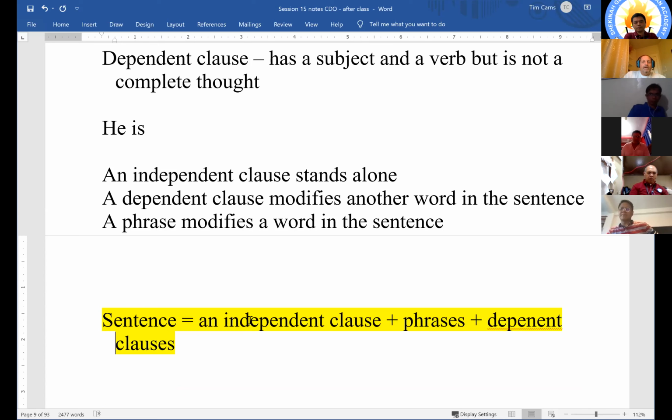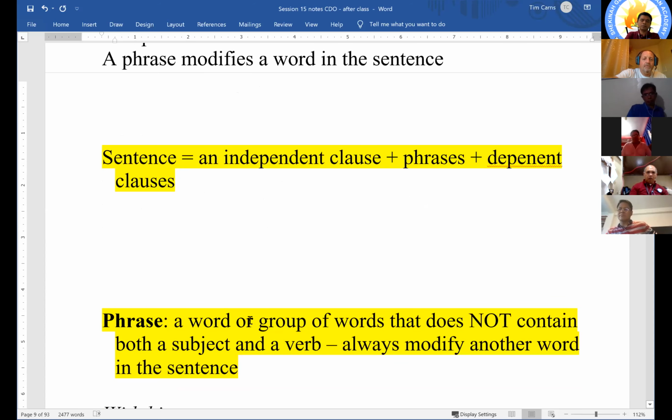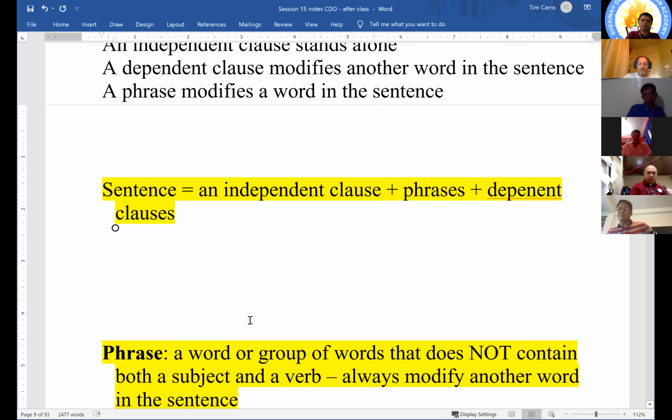And so when we diagram, we're trying to identify every phrase and clause and to figure out what they're modifying and how they modify. All right? So what I mentioned before is that a sentence contains a clause and possibly other phrases and clauses. That's what I'm trying to explain, the difference between a clause and a phrase. A clause has a subject and verb. A phrase does not have both of those together, all right?